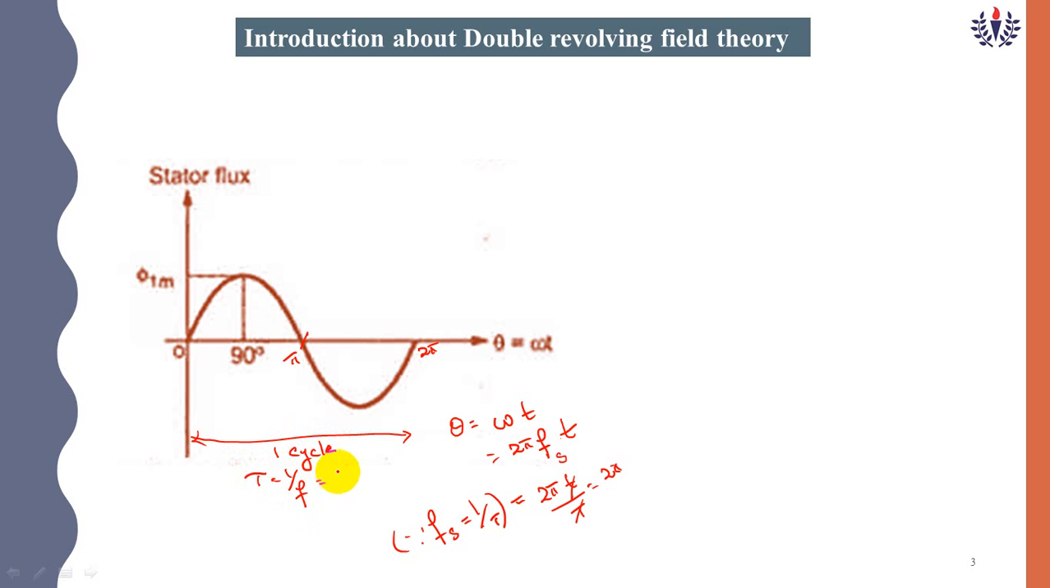What is the frequency in our country? It is 50 hertz, so T is 1 by 50, equal to 20 milliseconds. That is, 0 to pi, a half cycle, is 10 milliseconds, and the other half cycle is 10 milliseconds, so in total it is 20 milliseconds. Do you understand my point? In this half cycle, the angle is 180 degrees.